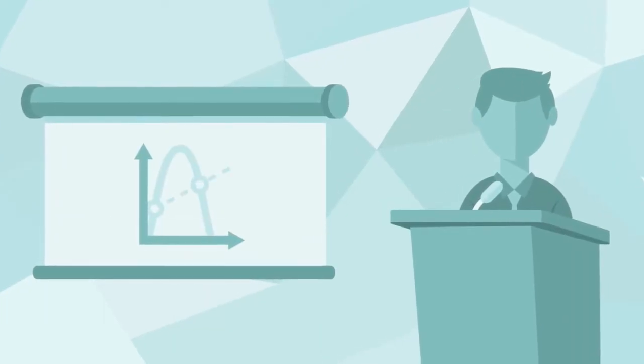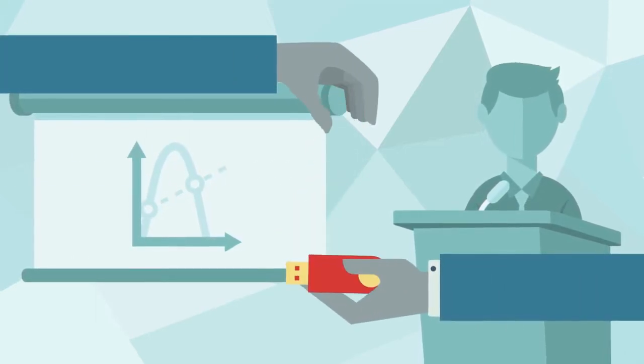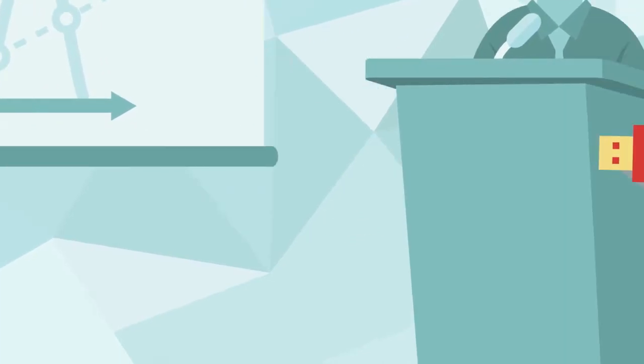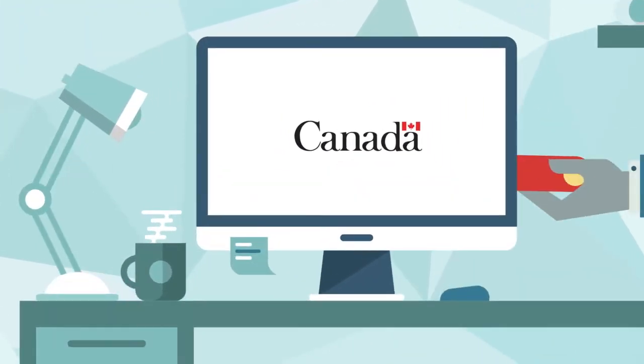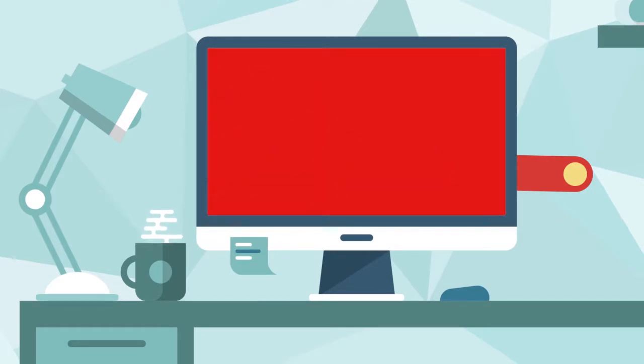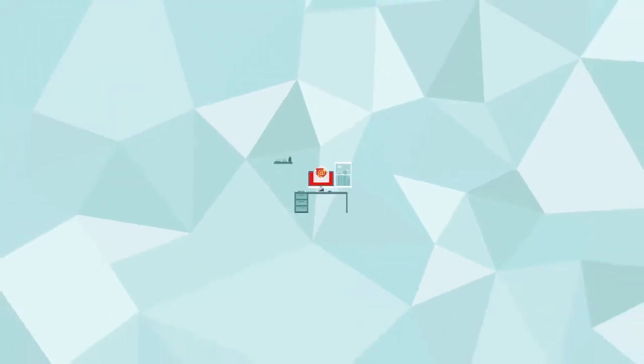Exploitation of a system can be done without a physical presence, making tracking the source of a compromise challenging. A threat actor may try to gain access to a Government of Canada system by way of an infected USB stick distributed to an employee or through a malicious attachment in an email.